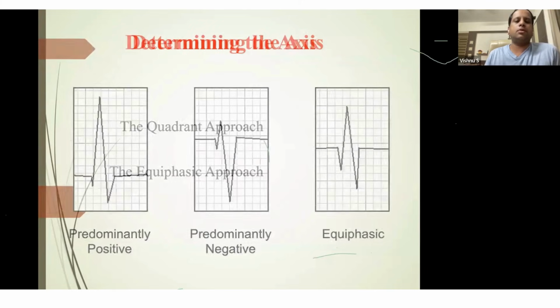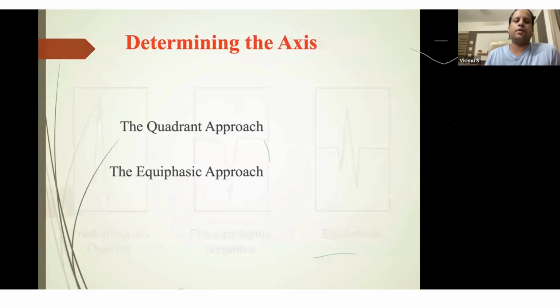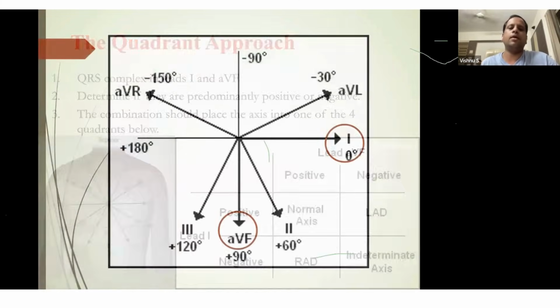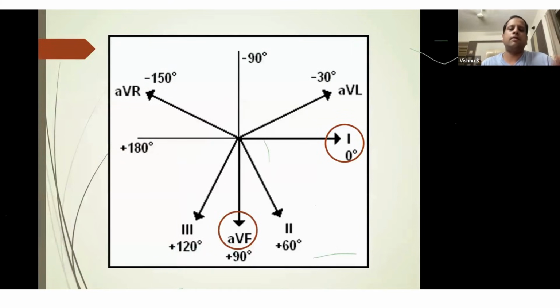The most accurate is usually the quadrant multiphasic approach. This is the quadrant approach I showed, and I made it very simple for you. Very easy. You can learn and practice. You just need 1 and AVF. Plot the net positivity or negativity of 1 and AVF, and find out the axis, whether right axis or left axis.